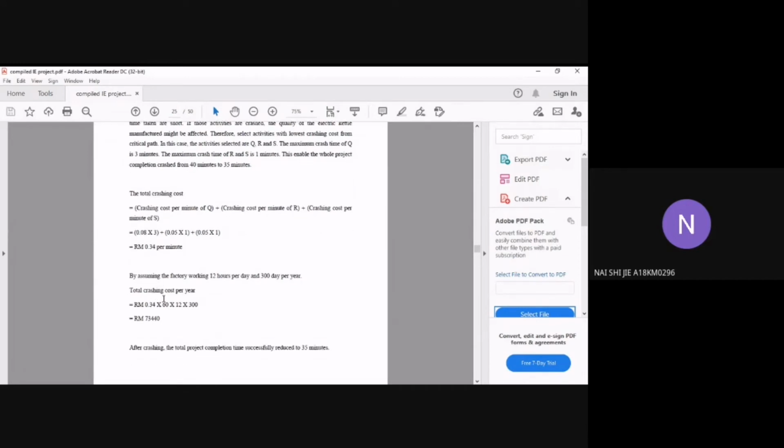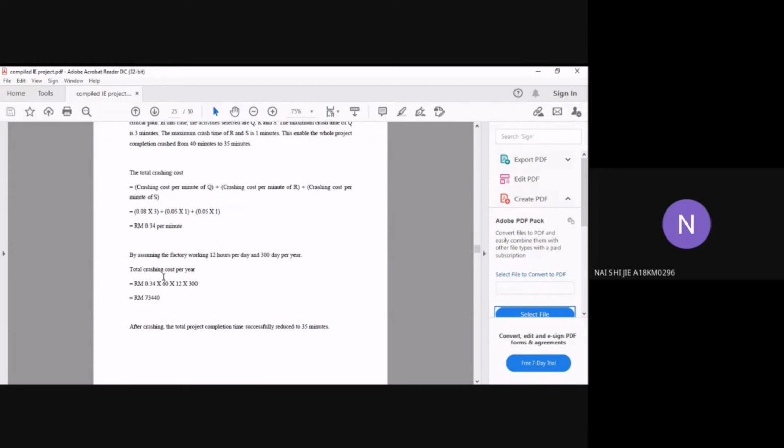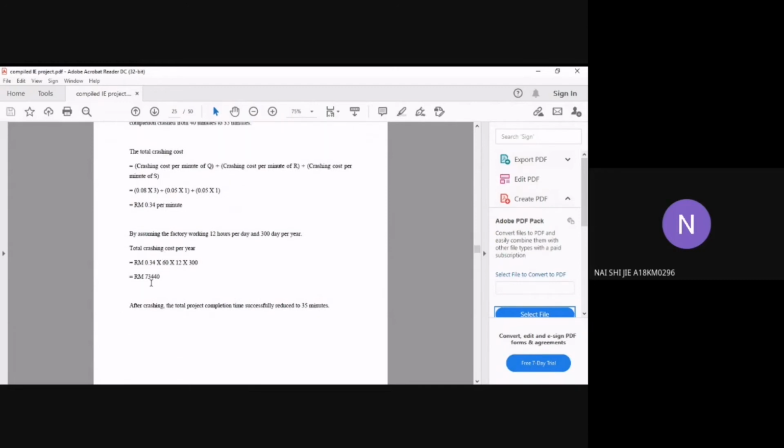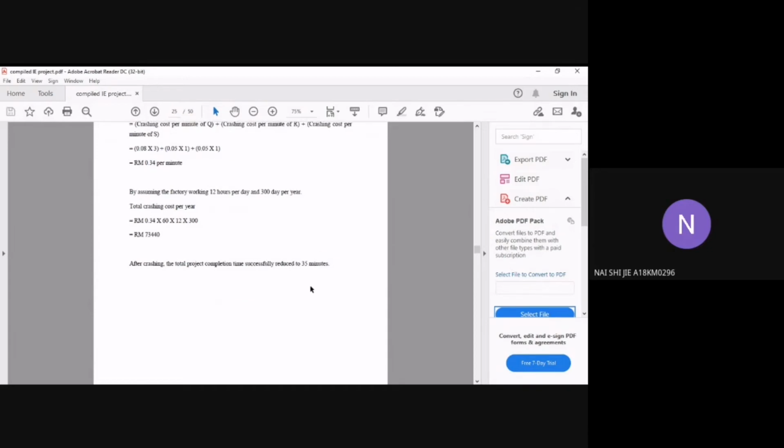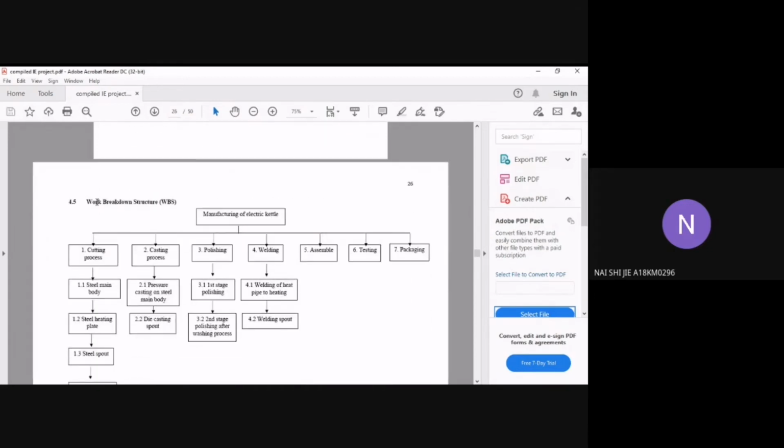By assuming the factory works 12 hours per day and 300 days per year, the total crashing cost required per year is 73,440. After crashing, we managed to shorten the project completion time to 35 minutes. And this is the WBS, work breakdown structure.